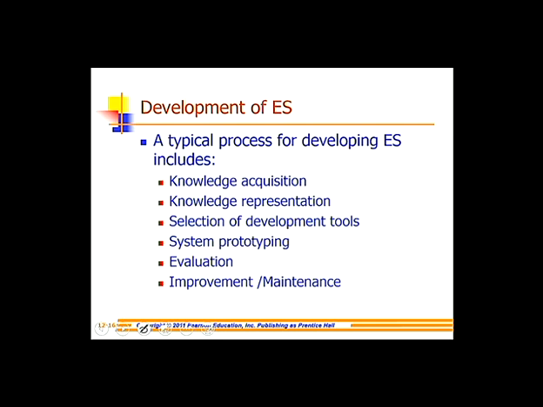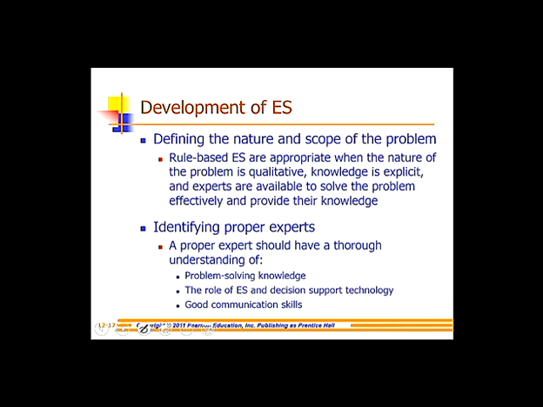Coming to the second part of the lecture, we'll quickly go through the development process of expert systems. This is a typical process. First of all, we need to acquire the knowledge from the experts. Then we need to represent it in a computer understandable format. Then we need to select development tools, okay, what tools will be used to implement the system. We develop a prototype, we evaluate it, and finally we have some improvement or maintenance cycle for the system. We'll quickly go through all these steps.